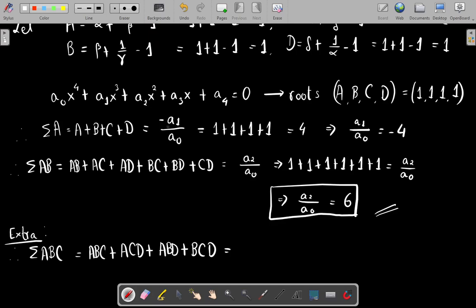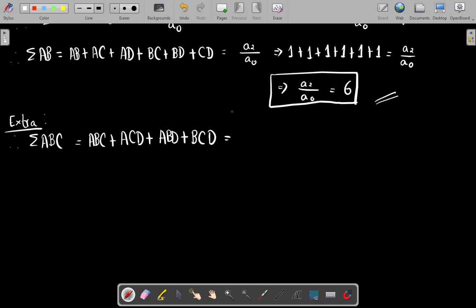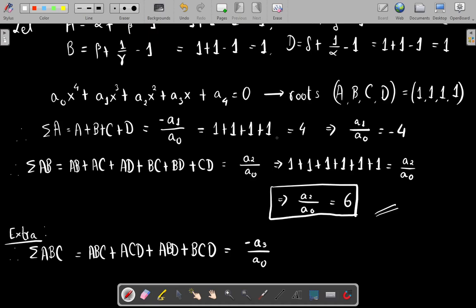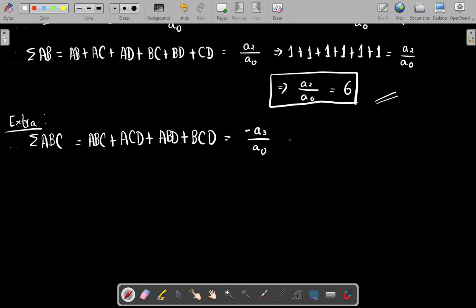will be given by, it alternates between plus and minus, right? This summation A was minus A1 by A naught. Then summation AB is plus A2 by A naught. Then the next one will be again minus, and this will be minus coefficient of x, that is minus A3 upon A naught, coefficient of x divided by coefficient of x to the power 4. So the product of these three, all are 1, so individually each of these will be equal to 1, right? So 1 plus 1 plus 1 plus 1 is equal to minus A3 by A naught. So this implies A3 upon A naught will be equal to again minus 4.